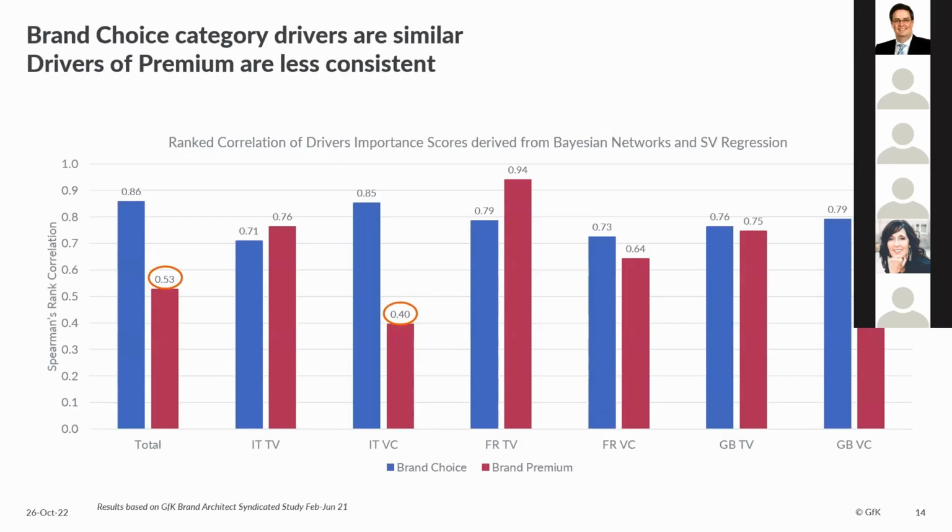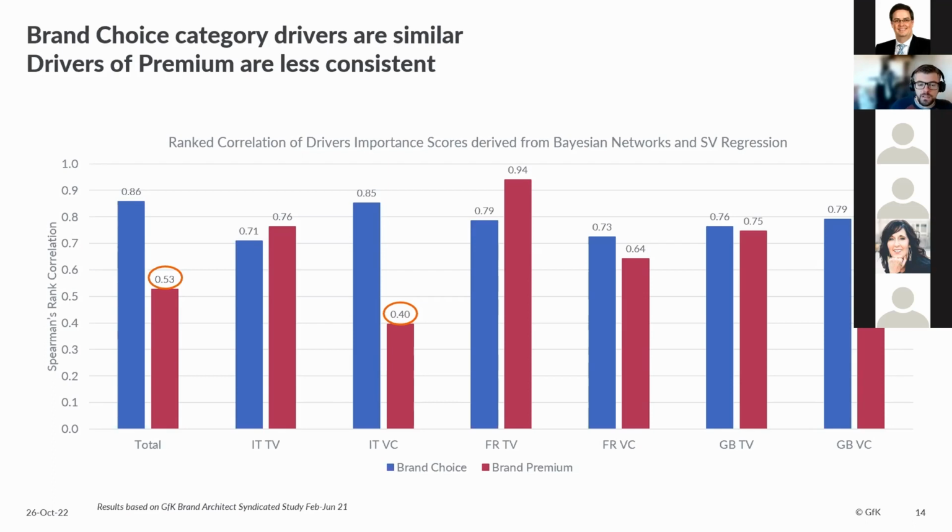So here we have the rank correlations for all the cells in our study. Along the bottom, we've got results for the total, so across all cells. Then we've got Italy TV, Italy vacuum cleaners, France TV, France vacuum cleaners, GB TV, GB vacuum cleaners. In blue, we have the rank correlation for brand choice, and these correlations are all pretty high. They're all above 0.7, meaning the results are consistent across the two methods.